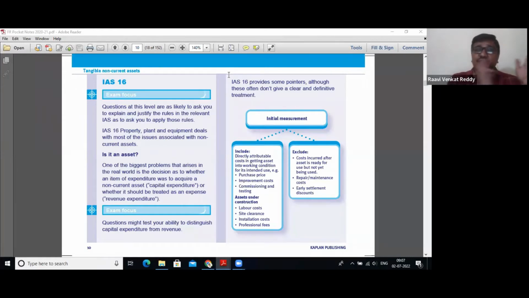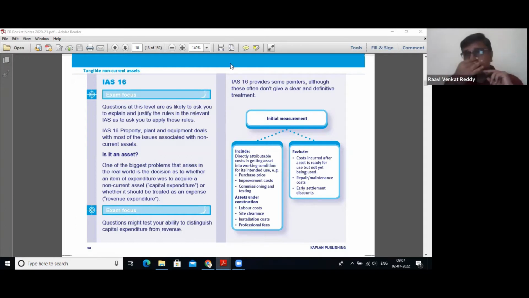Examples: the acquisition cost, nothing but the purchase price, improvement cost, then commissioning and testing. Commissioning and testing is nothing but the registration fees and other things. So whenever you are measuring the cost, we need to include all the expenses which make the asset into working condition.